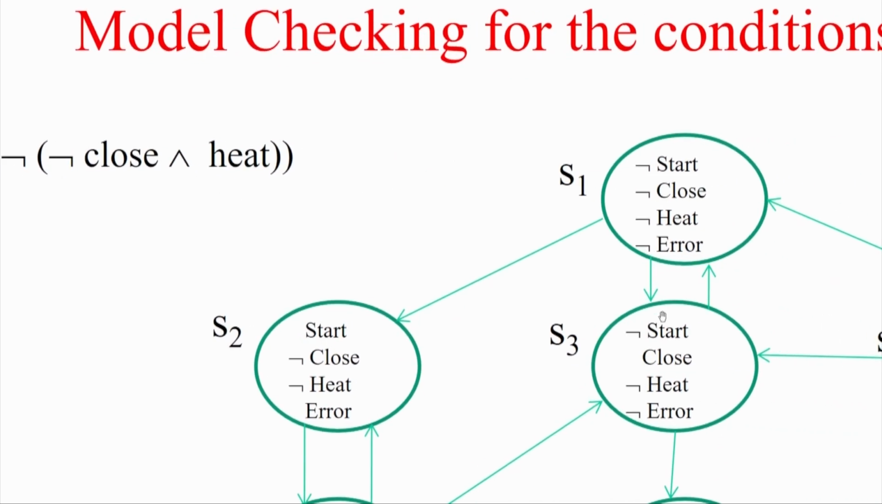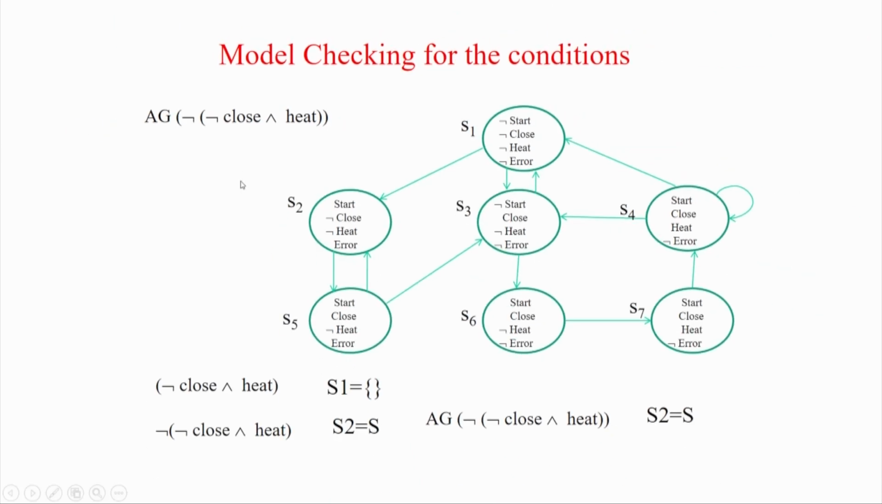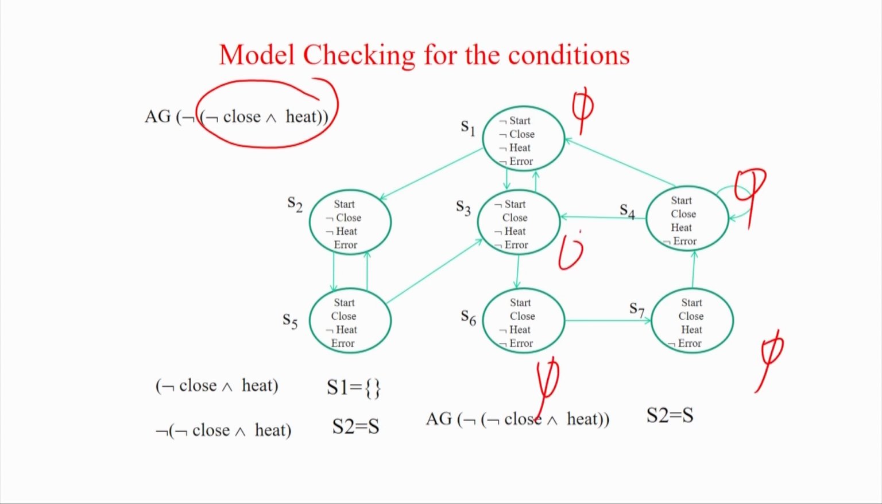So if you look at all the states, in no state will it be true, that is, not close and heat. This is also not true over here, because not close is true but not heat. So this combination, not close and heat, you will find is not true in any of the states. That means first we will model check this. This is very simple. You traverse all the states and just check if any combination is there or not. So if this combination is not there, let me call it phi.